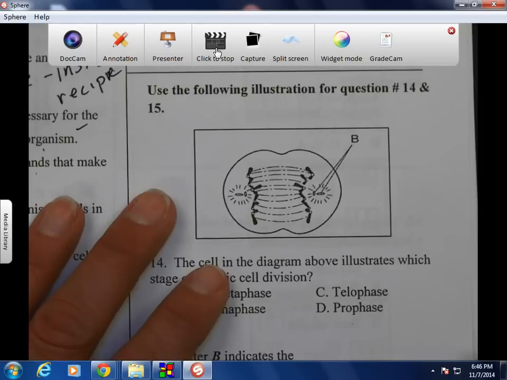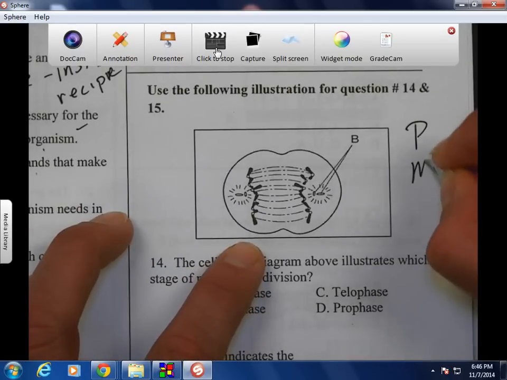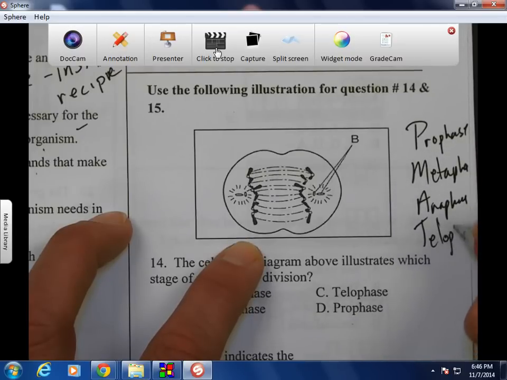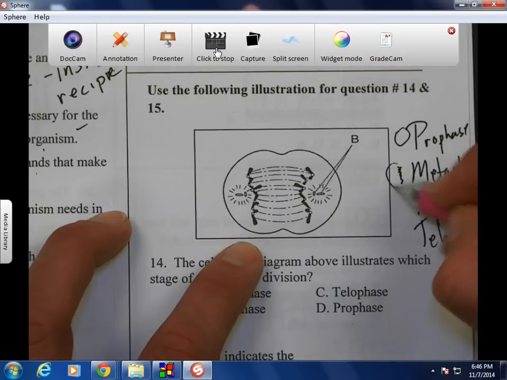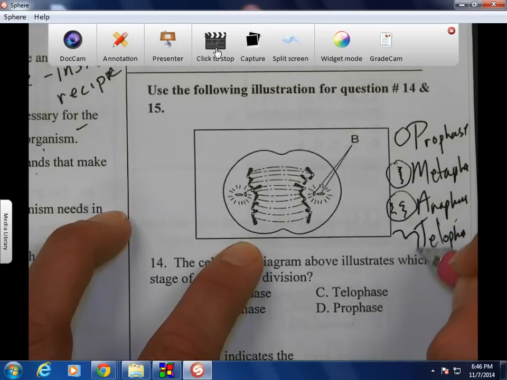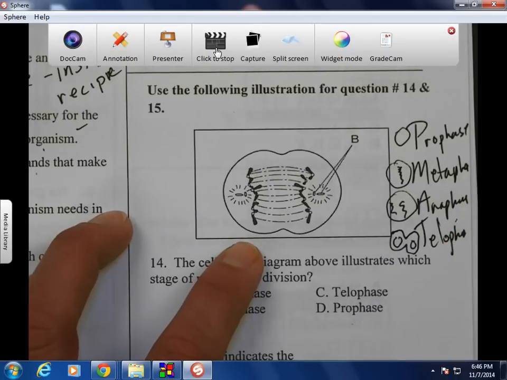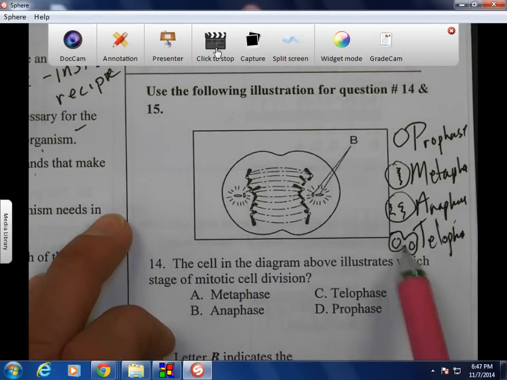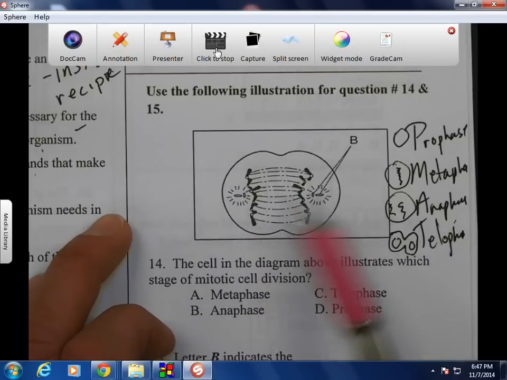Number 15. I know that PMAT, prophase, metaphase, anaphase, telophase. All right, prophase is the first one. Still has a nucleus. Metaphase, they're all lined up in the middle. Anaphase, I know that they're separating. And telophase kind of looks like that. So this one, they are separating, but telophase has the nucleus of each starting to form.